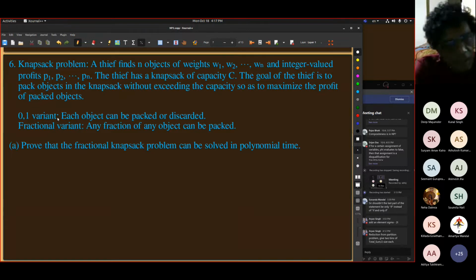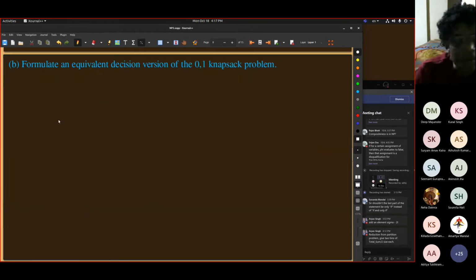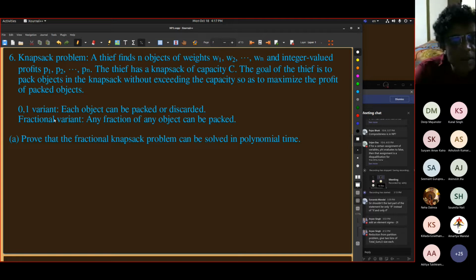Now I will tell you the three parts, so you think about all the three parts. This fractional variant can be solved in polynomial time. And the 0-1 variant is basically once again a maximization problem subject to the capacity constraint.